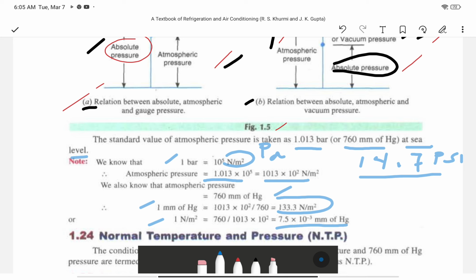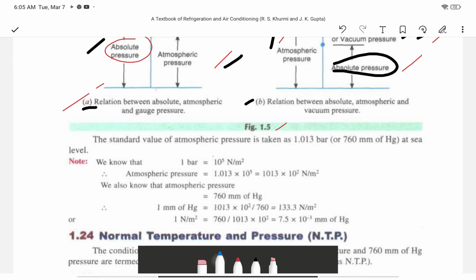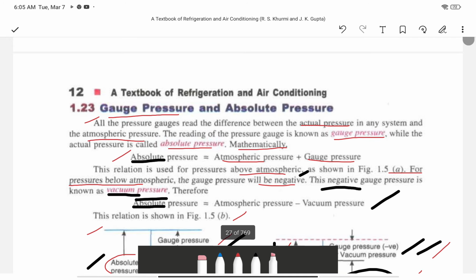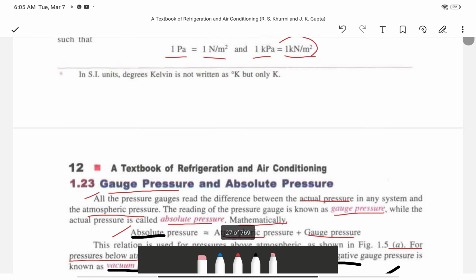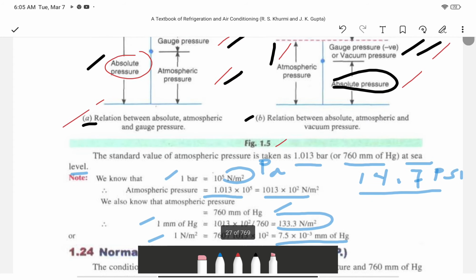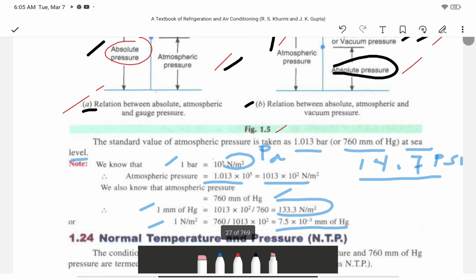These are the basic things that we need to memorize and understand for pressure, gauge and absolute pressure. That is all for now.